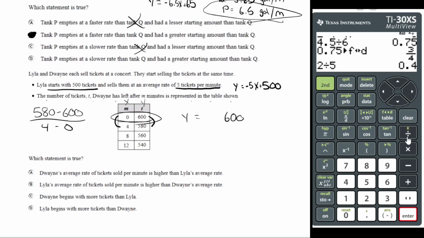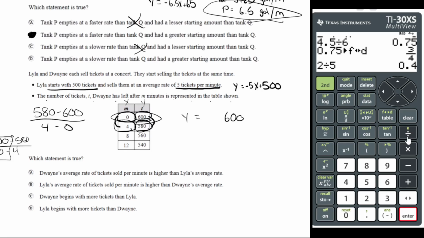And at the end of the day, it doesn't matter what order you put this in. If you want to put the 600 first, you can. But you have to be consistent. So if the 600 goes first, then your 0 has to go first. If your 580 goes first, your 4 has to go first. So you could theoretically write this as 600 minus 580 over 0 minus 4, as long as your points stay together. Okay?